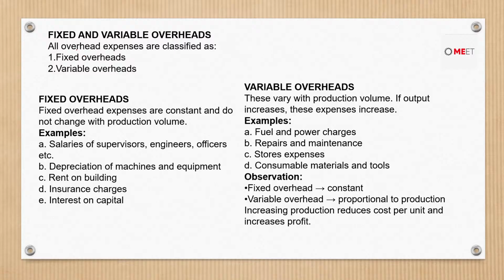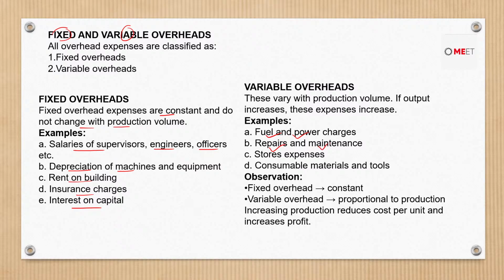Fixed and variable overheads. From the keyword itself we can understand that fixed overhead is going to be constant and is not going to change with the production volume. That could be salaries of supervisors, engineers, officers, depreciation of machine and equipment, rent on building, insurance charges, and interest on capital. Whereas variable overhead is going to include fuel and power charges. As and when the production increases, these charges also accumulate.